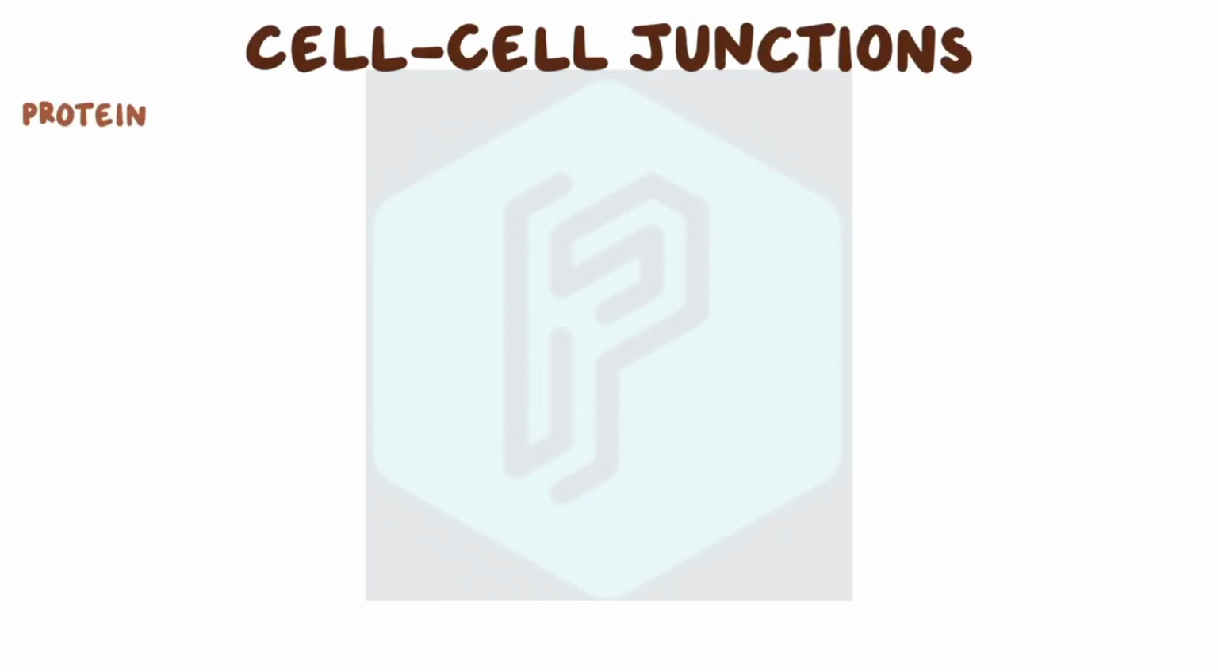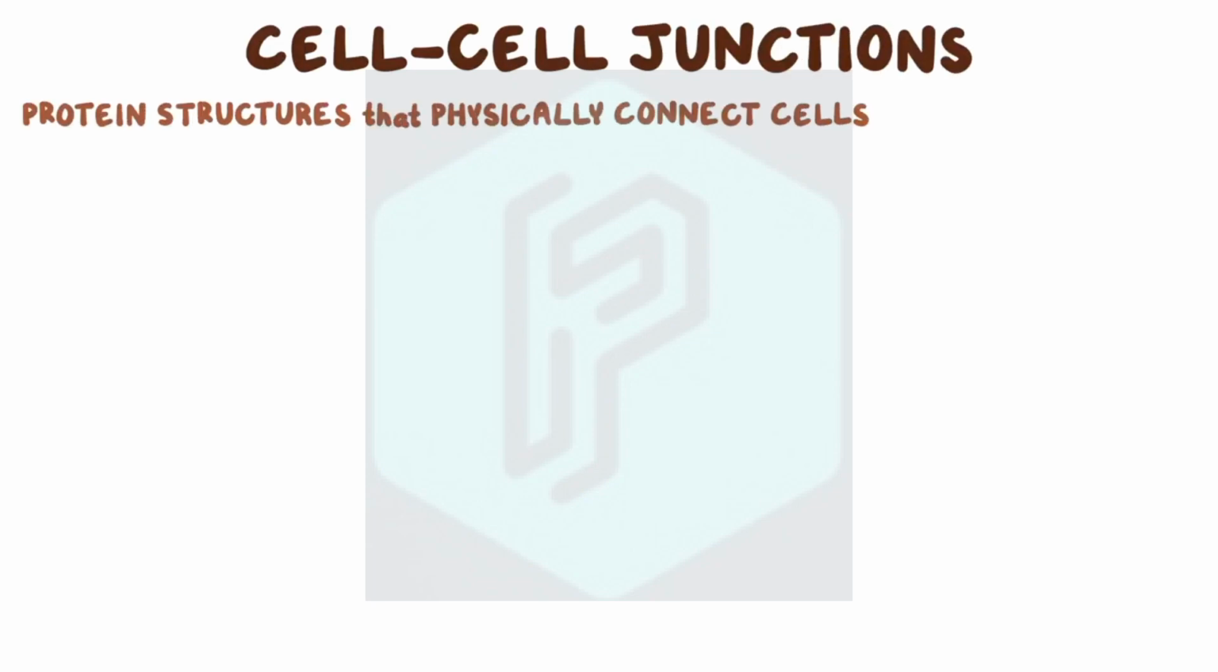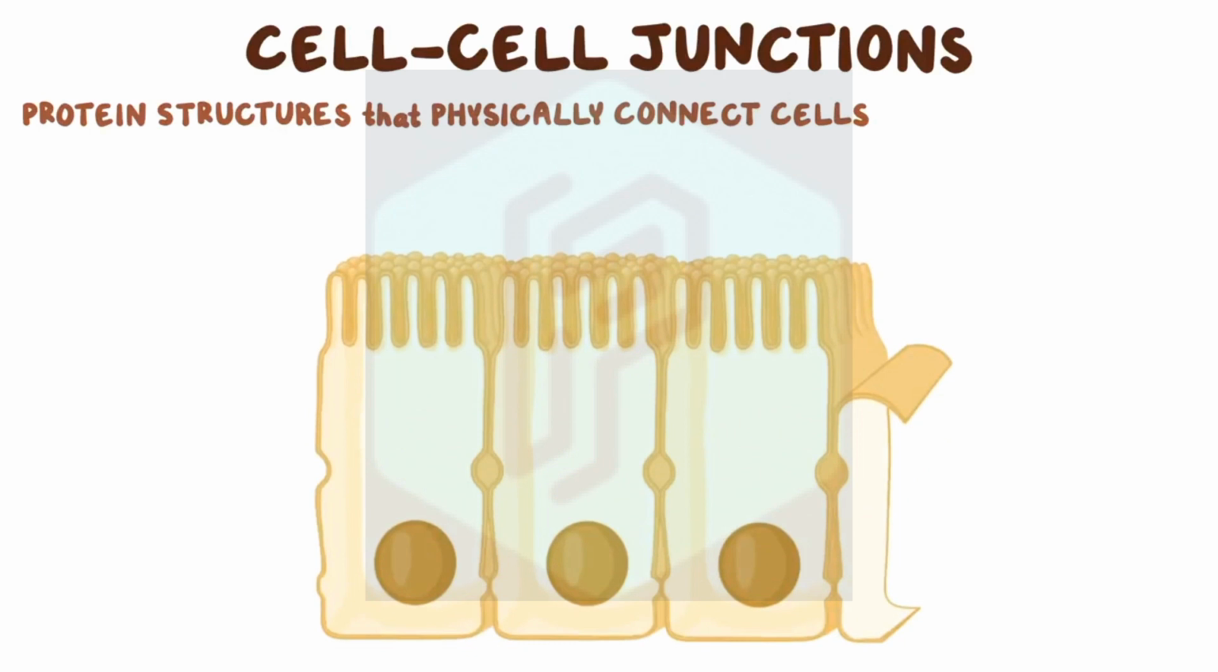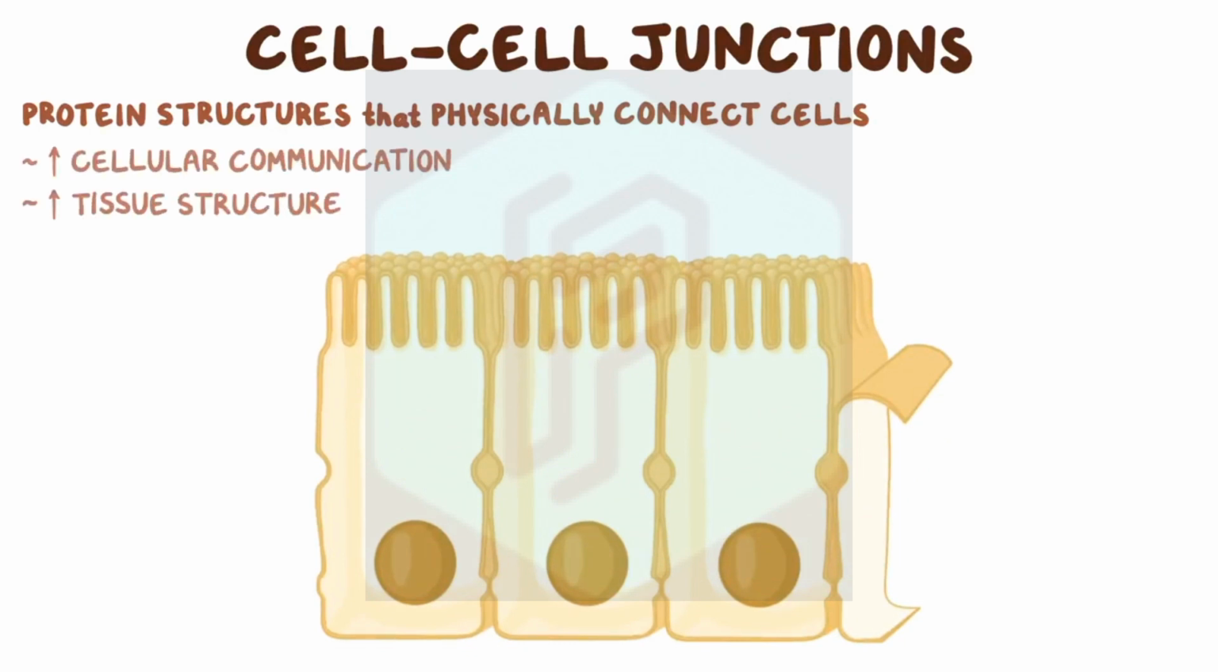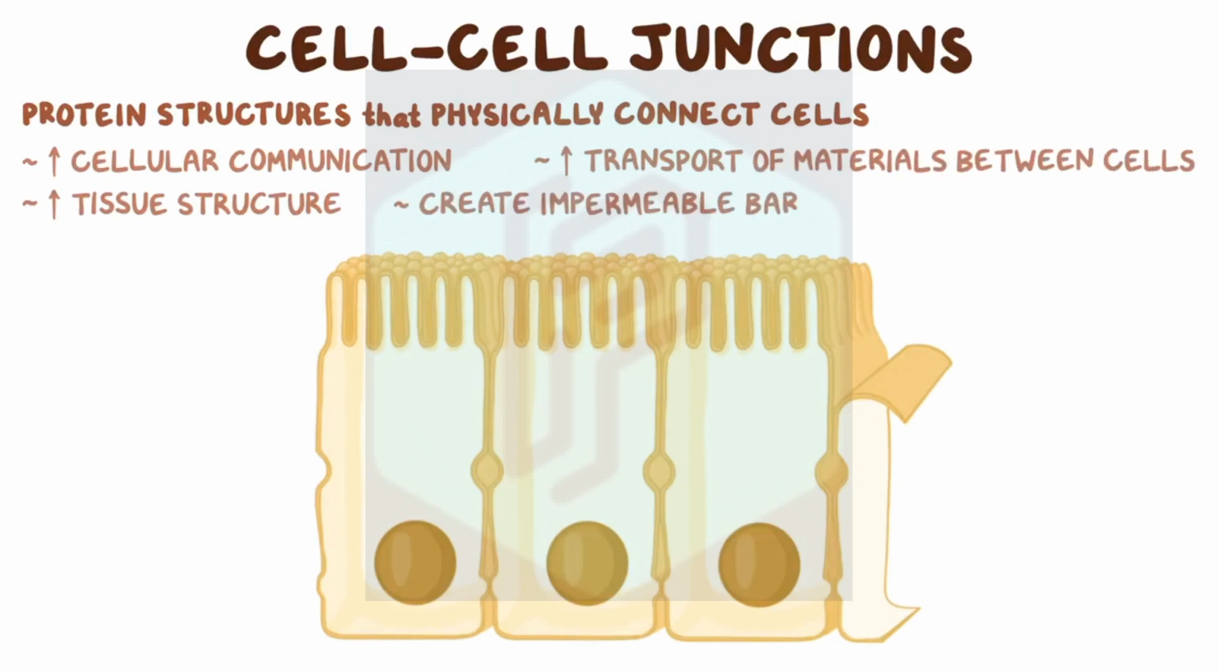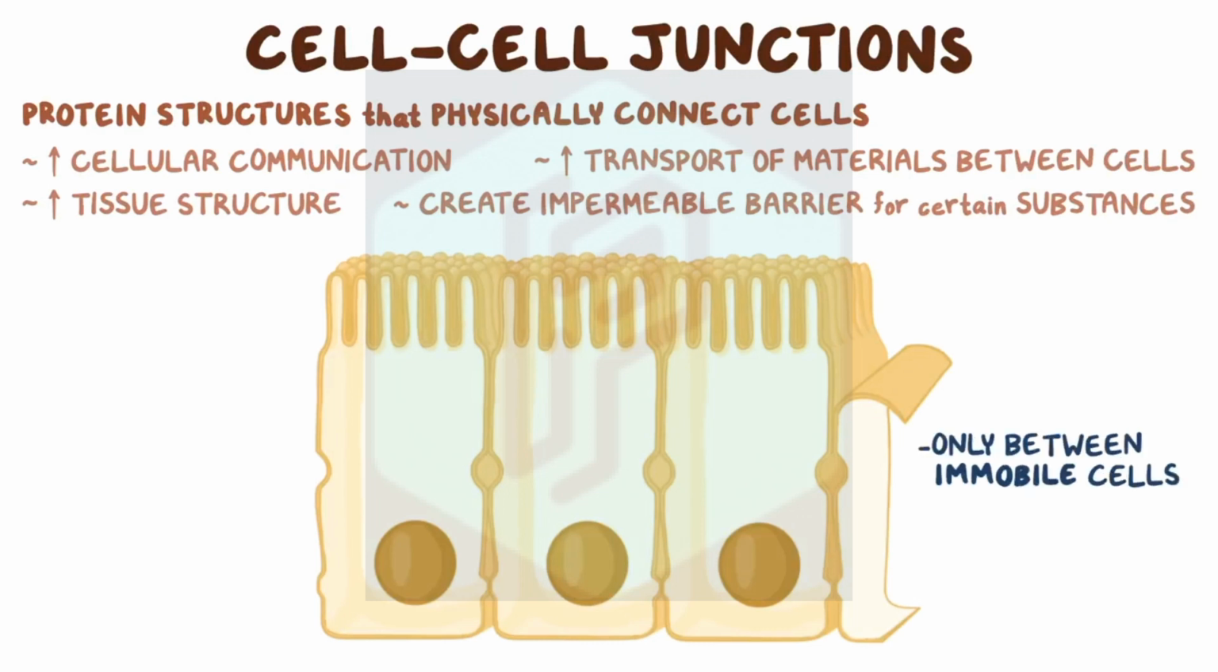Cell-to-cell junctions are protein structures that physically connect cells to one another. Cell-to-cell junctions facilitate cellular communication, boost tissue structure, help with transport of materials between cells, or create an impermeable barrier for certain substances. Cell-to-cell junctions are only found between immobile cells of organs and tissues.